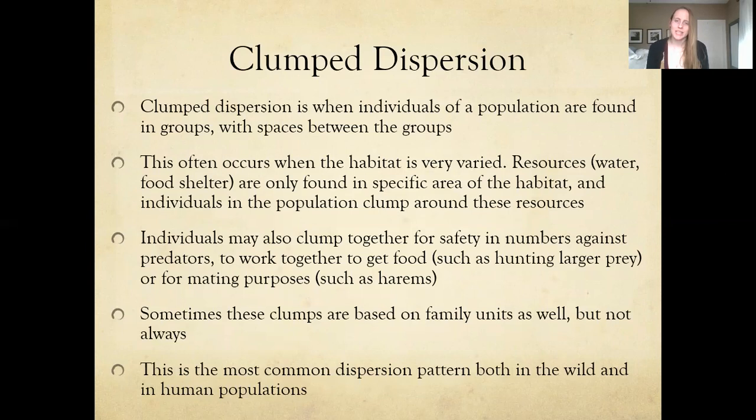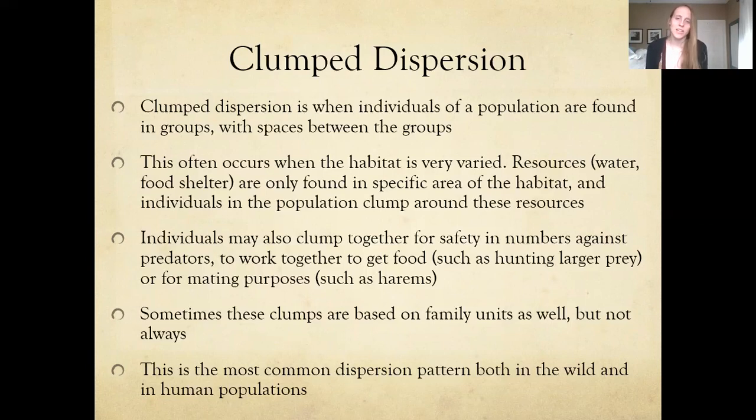Clump dispersion is when individuals in the population are found in little clumps or groups with spaces between them. This usually happens when the habitat is really varied and certain resources, whether that be food or water or shelter, are only found in specific areas. And then the individuals of the population form clumps around those high resource areas.